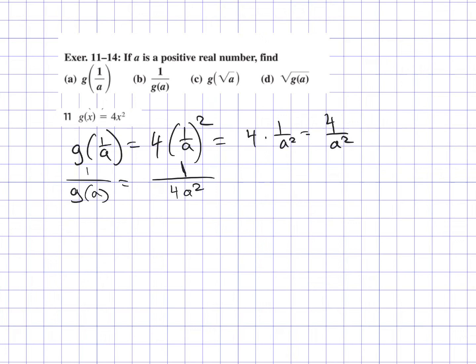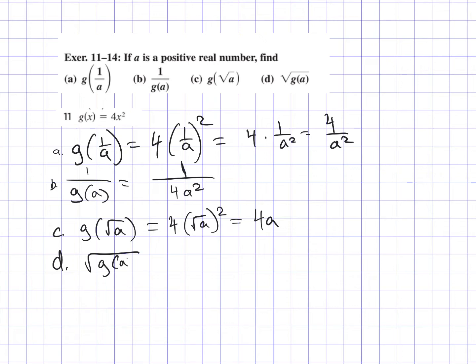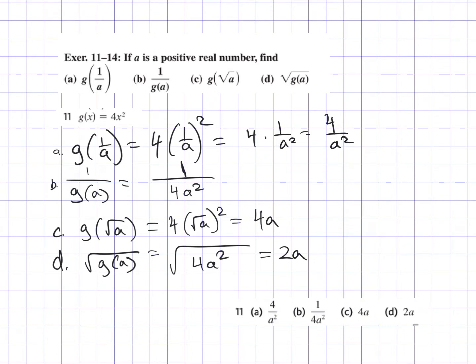That's the answer. And then we have, let's see, c is g of the square root of a. So that's going to be 4 times the square root of a squared, which is just 4a. And d is the square root of g of a. Okay? So again, g of a is going to be 4a squared. And we're taking the square root of g of a, so that's going to be 2a. And there are your answers for a squared, 1 over 4a squared, and 4a and 2a. So let's have you try 13.